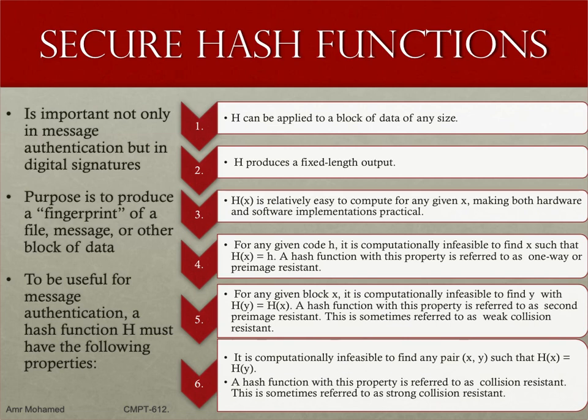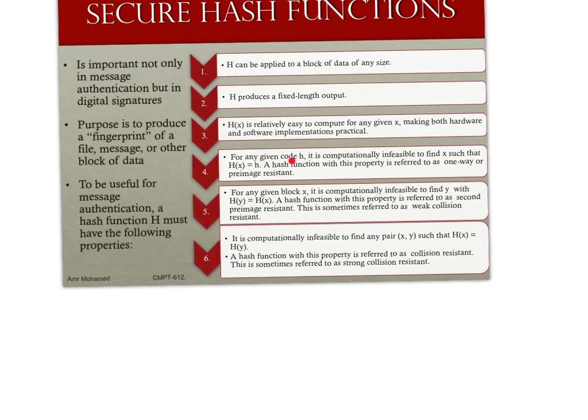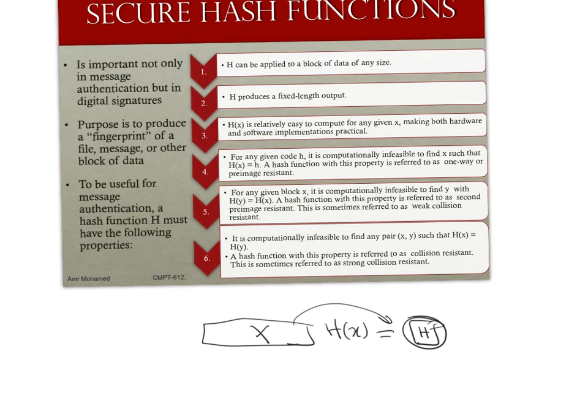Okay, so for any given code H, it is computationally infeasible to find X such that H(X) equals H. Okay, so if I give you a hash, here is the hash, can you find the original message X such that H of X equals this H? So that's essentially, what is this? This is reversibility. It would be a disaster if I can reverse engineer the message from the hash. That's not what's supposed to happen. In fact, this should be computationally infeasible.